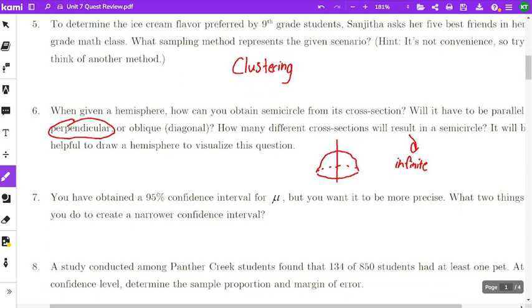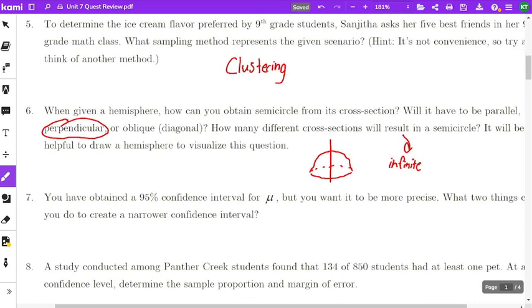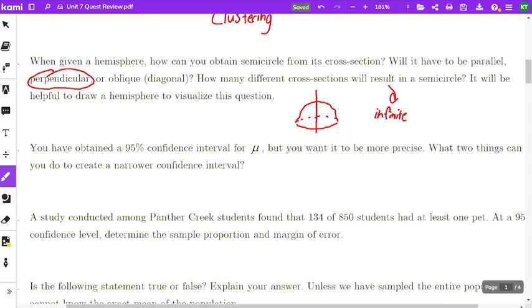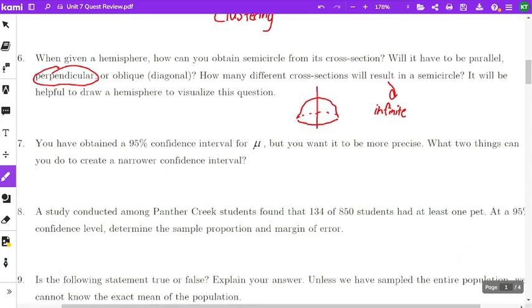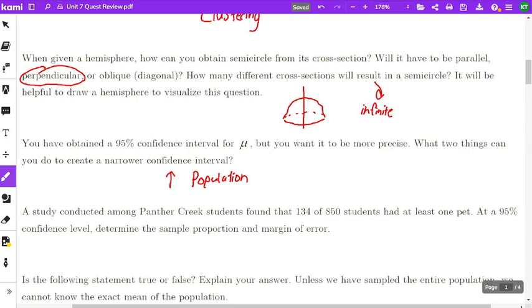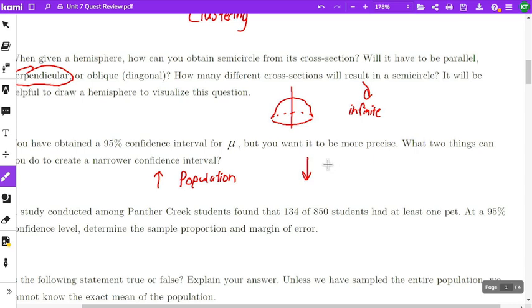All right. Number 7, we have a 95% confidence interval, and we want it to be more precise. What 2 things can I do to narrow my confidence interval? We talked about this earlier. The first one would be to increase the population, because again, the greater the population, the more accurate the results are going to be. And then also, if I want to make this narrower, I can also decrease the confidence level.